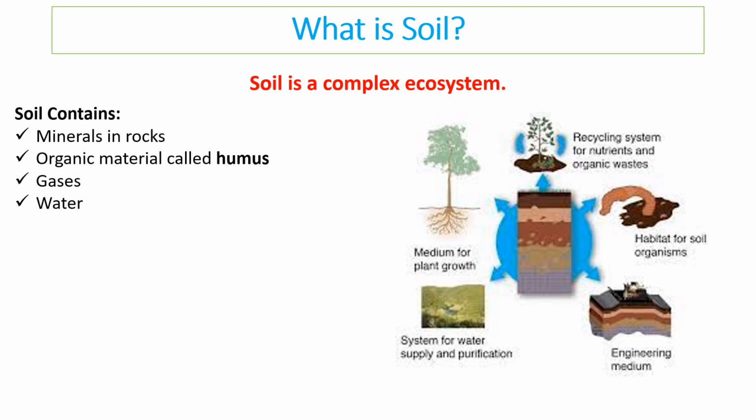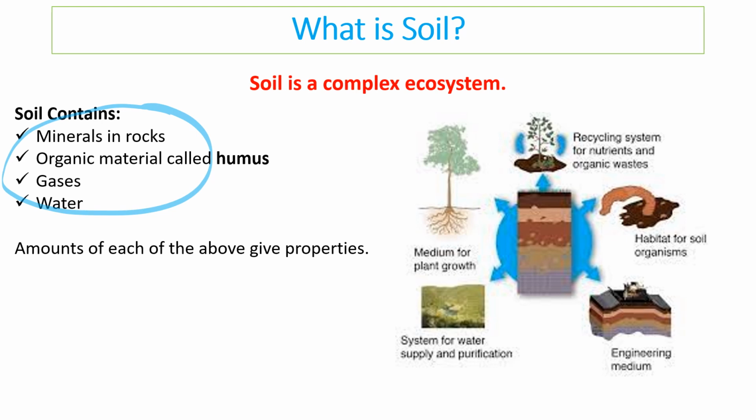Soil is made of minerals, which are found in rocks and then obviously in the soil as well, organic material called humus, gases and water. And soil is absolutely essential to life on Earth. The amounts of all these different things will give the soil its properties. But soil is important because all the food we eat and all the food that any organism eats is from soil. The plants need soil to grow, and therefore food and habitats are essential from soil.